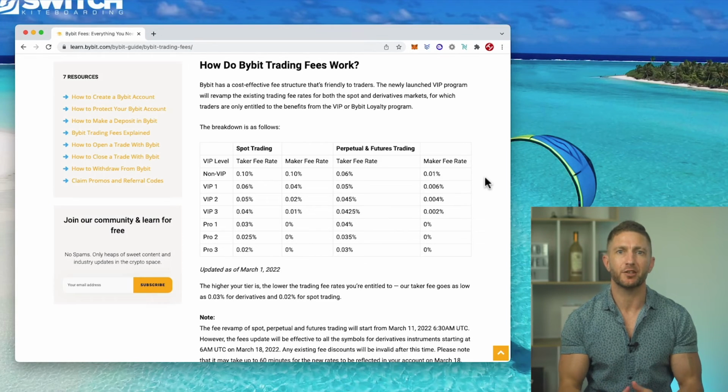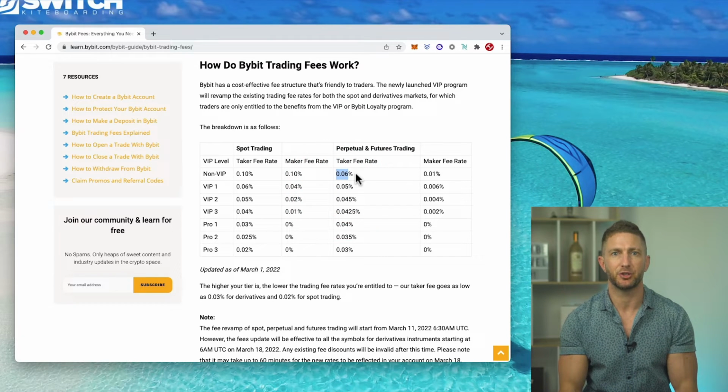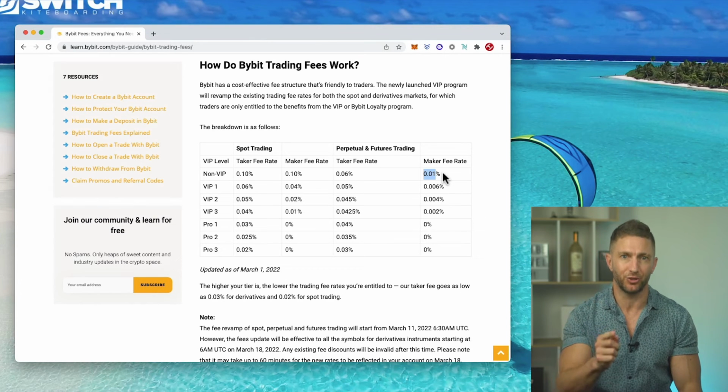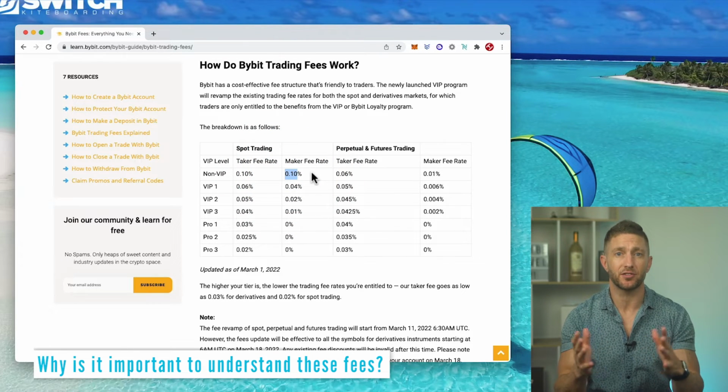So, Bybit has now changed the fee structure to look like this. The market taker fee has been reduced to 0.06%, and the market maker fee has been increased to 0.01%. Note that this is now a positive amount, so it's no longer a rebate, and so it now costs you money to execute a maker trade. And for spot, the taker fee stays the same at 0.1%, but the market maker fee has been increased to 0.1%.